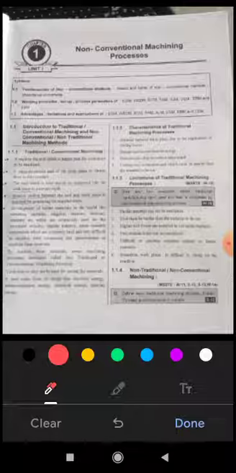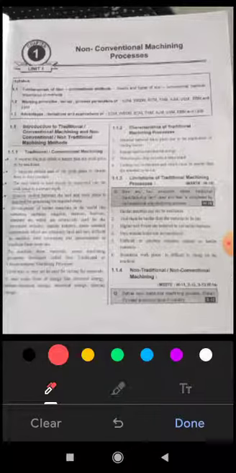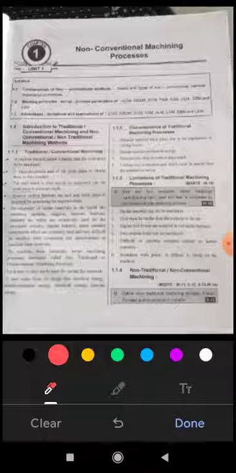Then the tool which is used should be penetrated into the workpiece to a certain depth. The actual contact is very necessary in traditional machining processes. Next, relative motion between the tool and the workpiece is required for generating the required shape. Like in a lathe machine, the workpiece is moving and we feed the tool to that workpiece to get the required shape.